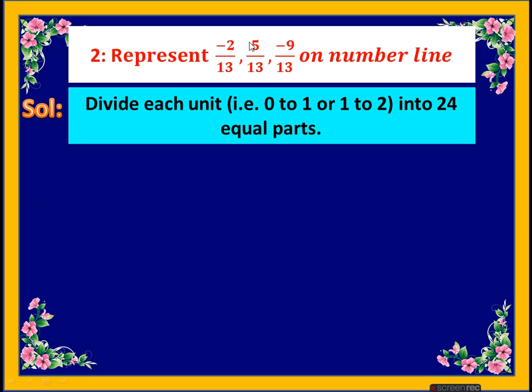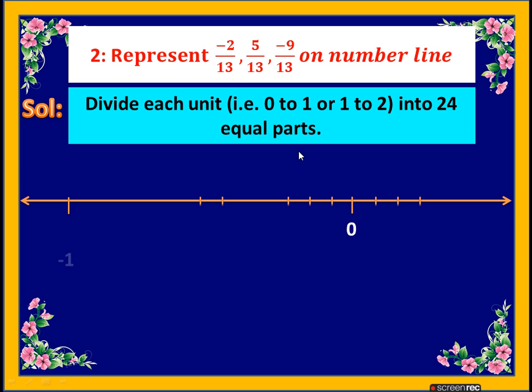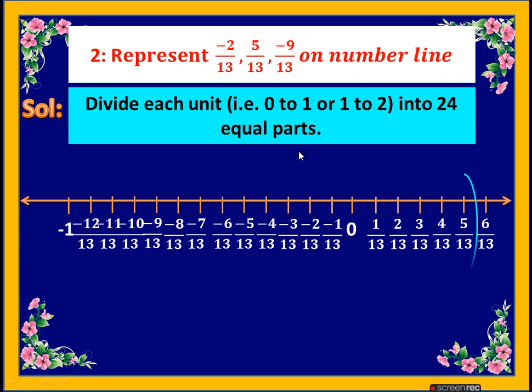Represent minus 2 by 13, 5 by 13, minus 9 by 13 on number line. How many parts you have to divide here? 13 parts, not 24. Only 13 parts. You have to divide each unit into 13 parts on number line. So take the number line and again 0, 1, 2, minus 1 and so on. So write 13 equal parts.